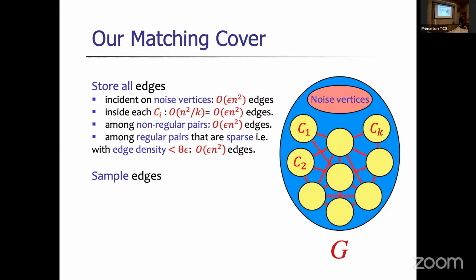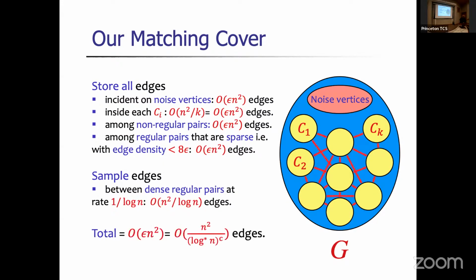That just leaves dense regular pairs. And for them, we're just going to subsample edges at rate 1 over log n. And that will be n square over log n edges. And that's definitely order epsilon n square for our choice of epsilon. So the total number of edges we are going to store will be n square over polylog star.